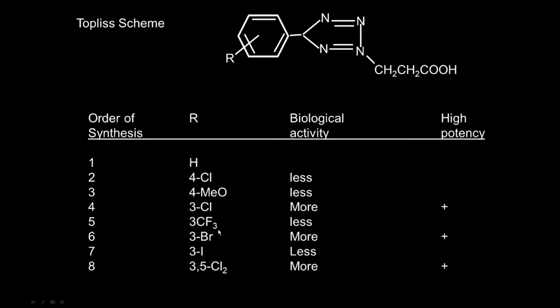So here you do 3 CF3, activity is going down. So maybe instead of chloro you put bromo, again activity is high. 3 iodo, activity is less. So chloro is okay, bromo is okay. So what do you do? 3,5 chloro, activity is good. So you found some active compounds, okay, by following this type of logic here.